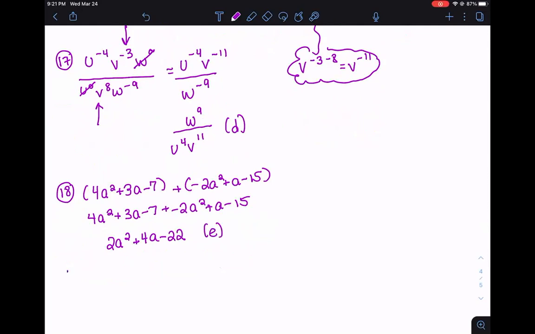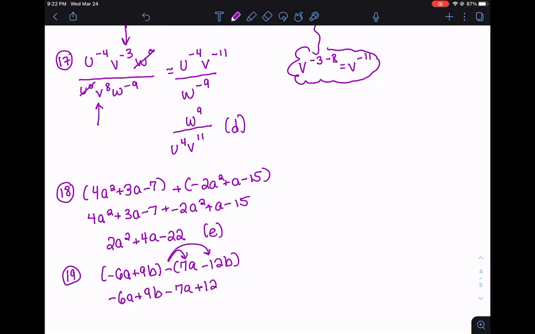Okay, 19 and 20, and then I'll open for questions. -6a plus 9b minus 7a minus 12b. Now remember that when you have subtraction, you are going to distribute that negative into each one. So we will end up with a minus 7a plus a 12b, which is -13a plus 21b. That is going to be choice letter B.